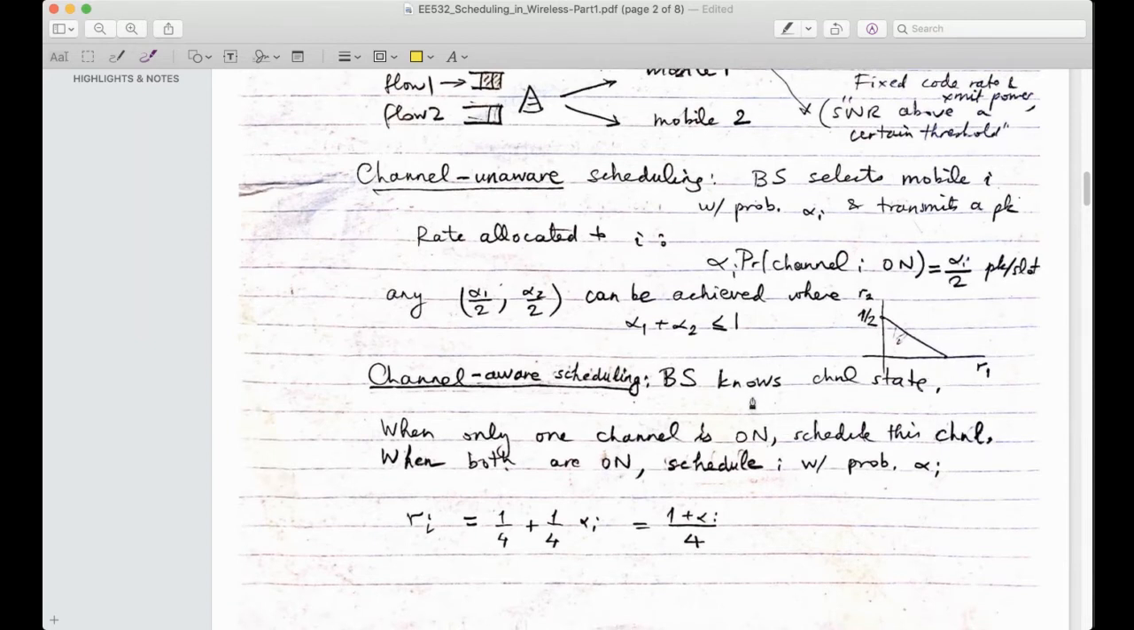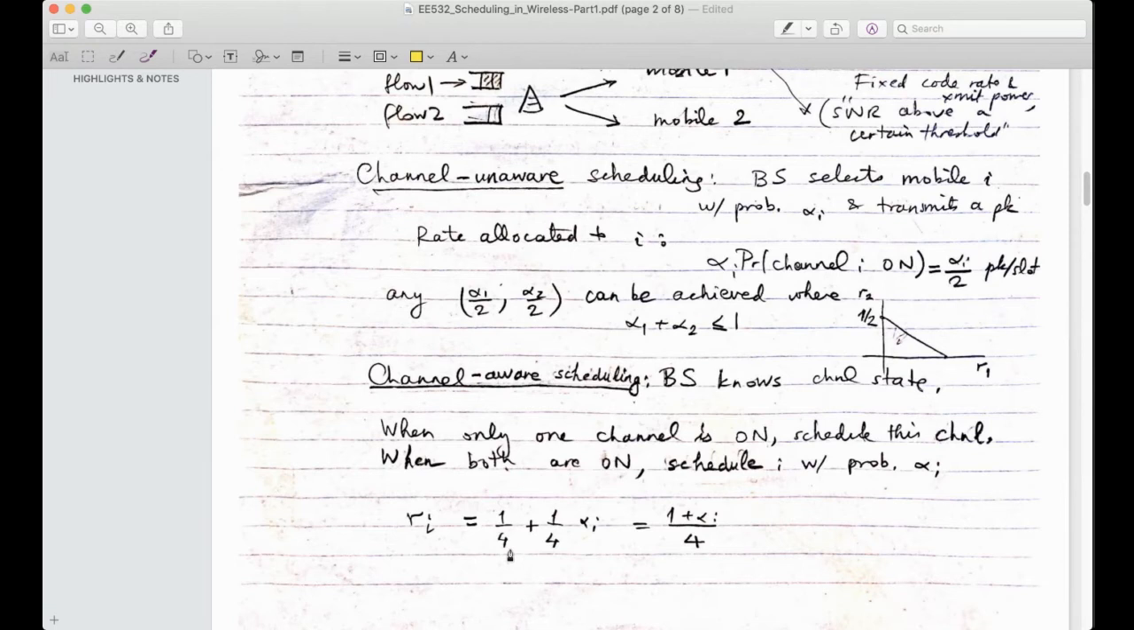How about if we applied a scheduling that is aware of the channel, a smarter scheduling algorithm? Here, the base station uses the knowledge of the channel. When only one channel is on, of course, schedule that channel. When both channels are on, schedule user I with probability alpha I, for example, in general. So what is the rate received by user I? With probability 1 over 4, only user I's channel is on. In that case, it gets to use the channel by itself.